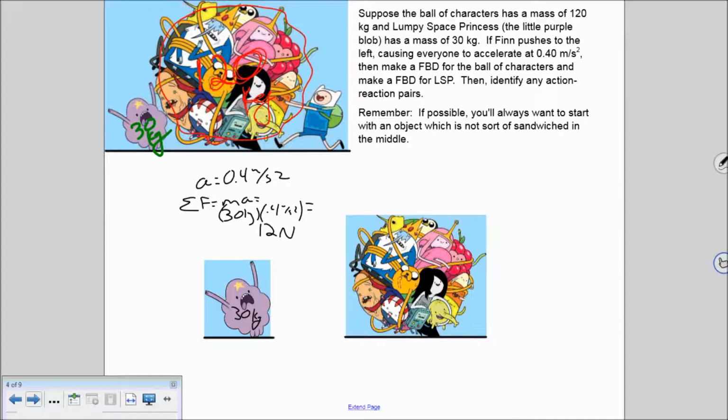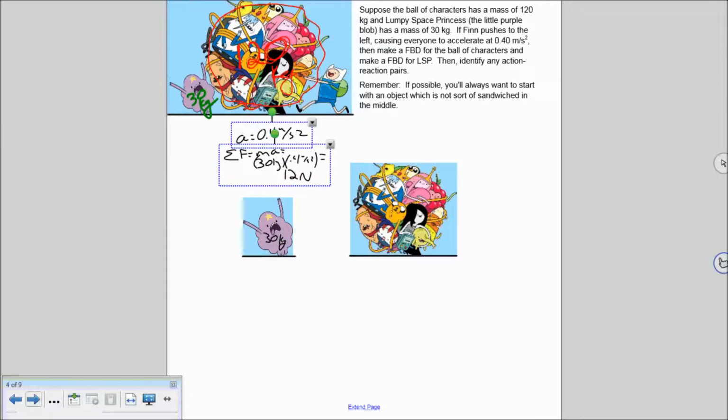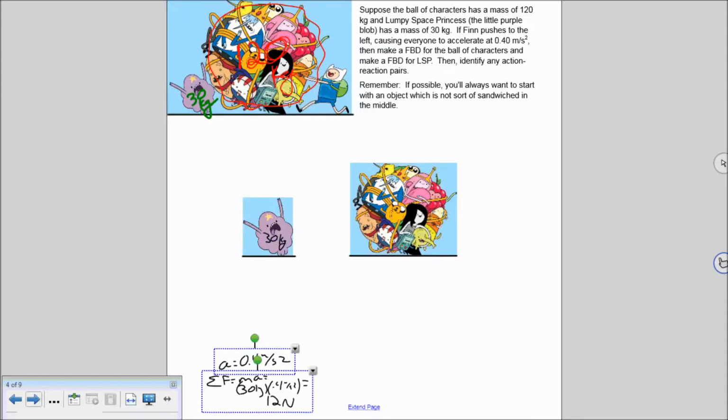Okay? So now what we want to do with this is, I guess, move it out of the way. There we go. Let's put that down there. Okay. So what forces are acting on Lumpy Space Princess? Well, there's gravity. So the force of gravity on Lumpy Space Princess is going to be negative 300 newtons. There's a normal force holding her up because she's on the floor, right? She's moving horizontally, so we automatically know those guys cancel each other out.